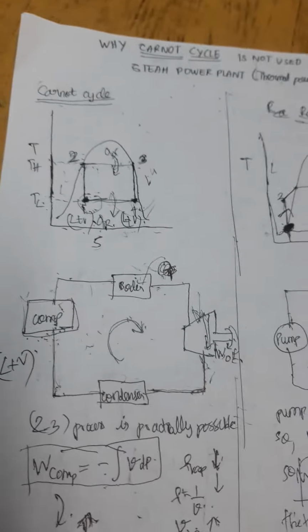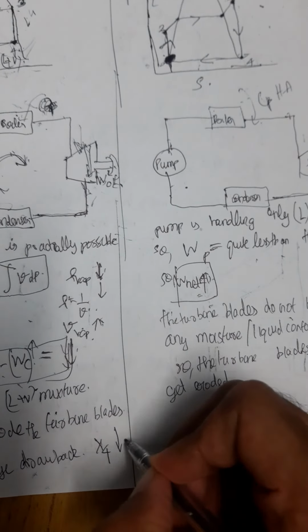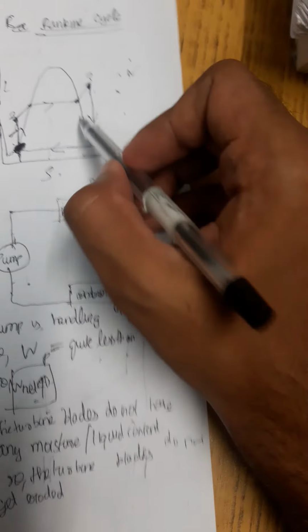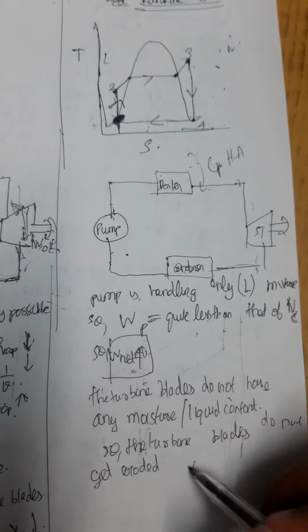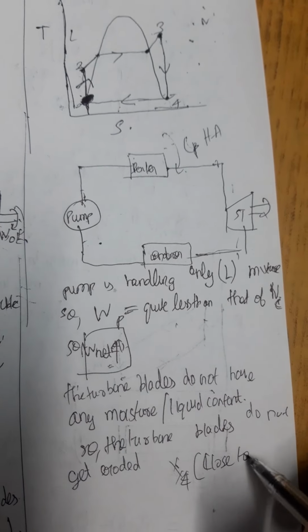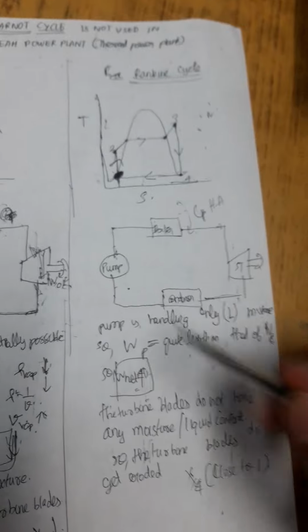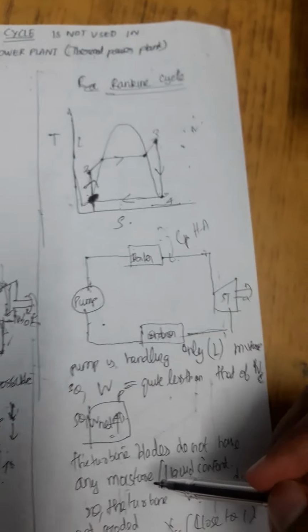In other words, we can say in this case the dryness fraction x4 is close to 1. So these are the two major reasons why we prefer the Rankine cycle instead of a Carnot cycle.